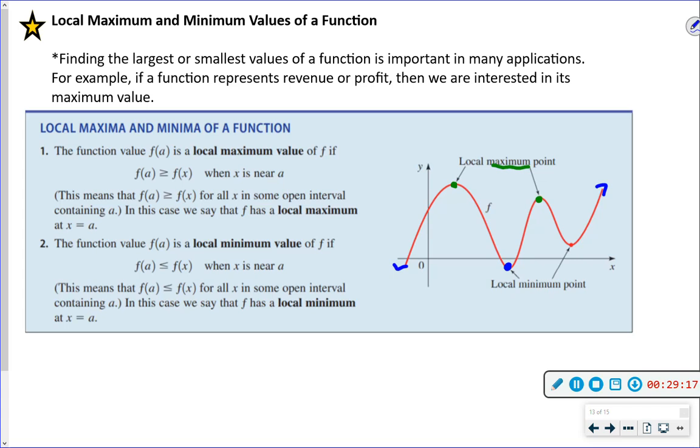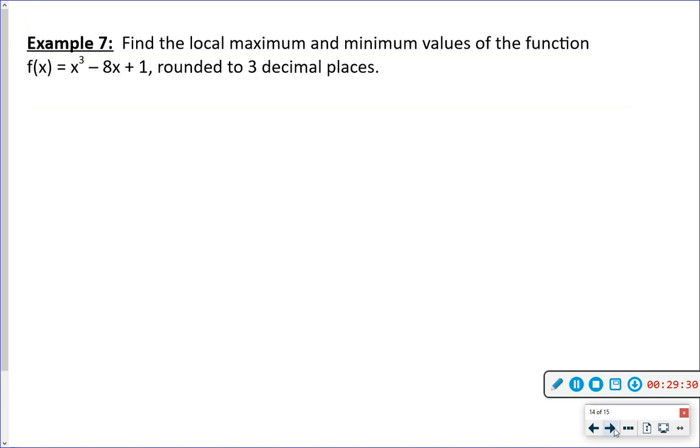So we're looking at our local max and mins through the curves, the highest points on the curves. Now, you could have a max, you could have a min, you could have more than one, you could just have max, you could just have min. You don't have to have both. Just depends on the graph, and your calculator will find it for you, okay?